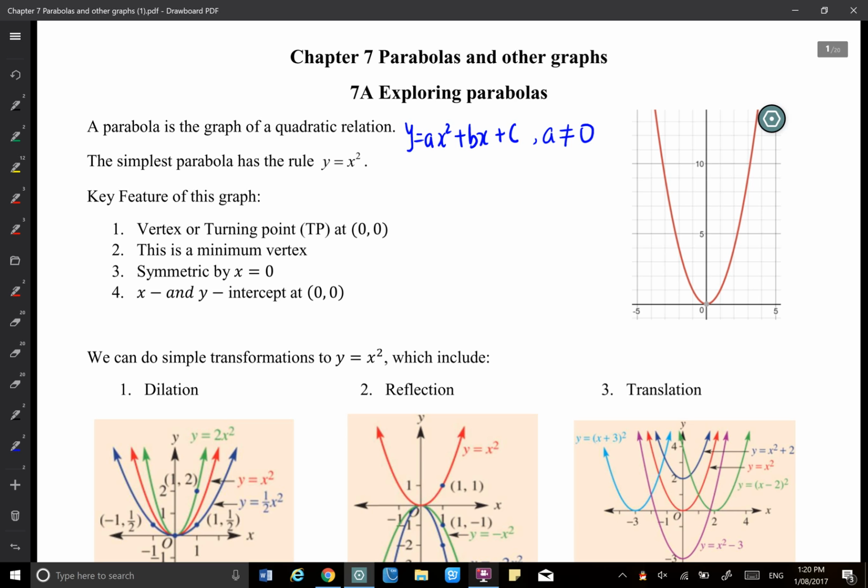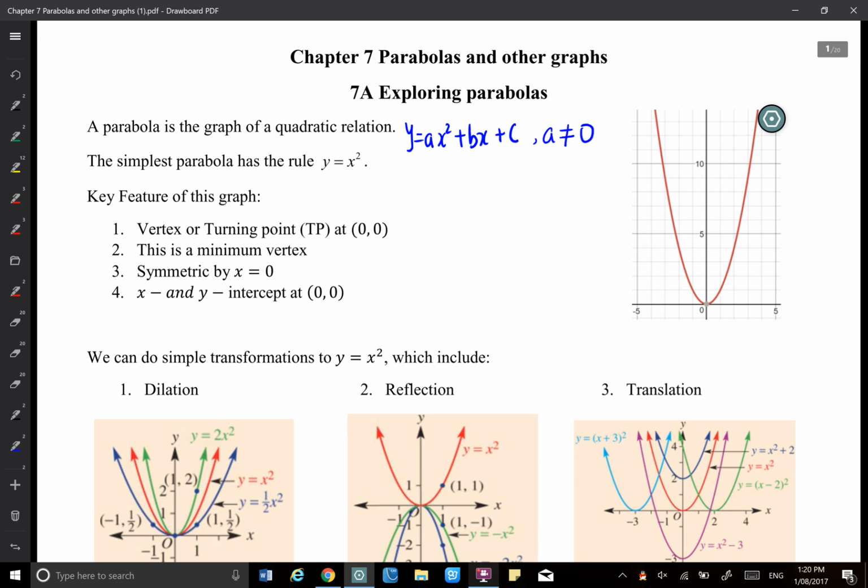So if it's a quadratic relation, your graph will definitely look like that, or upside down. So this is the simplest rule. The graph, which is y equals x squared. That's the simplest rule. So that's a standard graph. The graph looks like that.